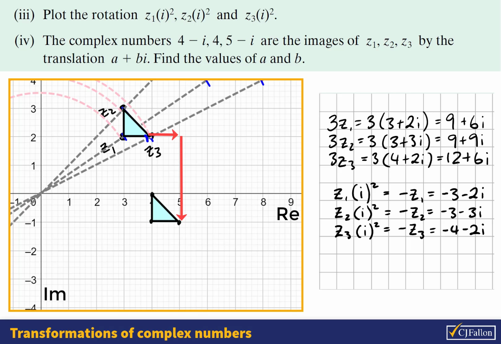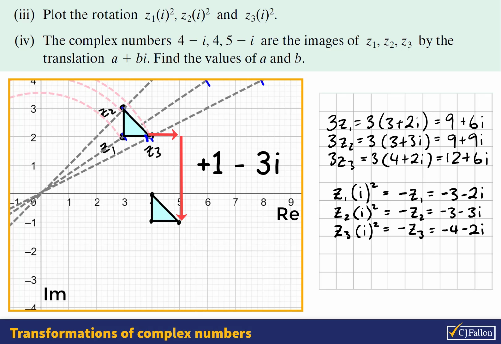We see that Z3 would be mapped onto 5 minus i if we add 1 to it and subtract 3i. So the answer to the question is if we add 1 and take away 3i, so a is 1 and b is equal to -3.